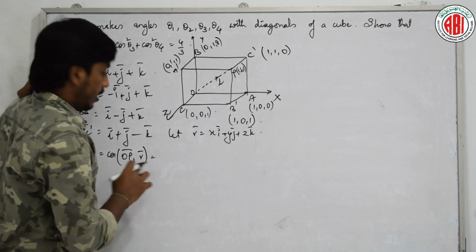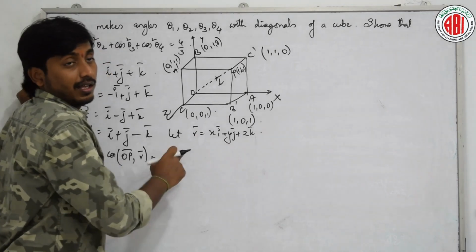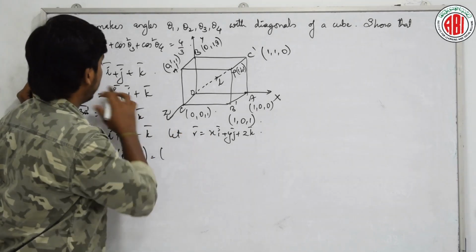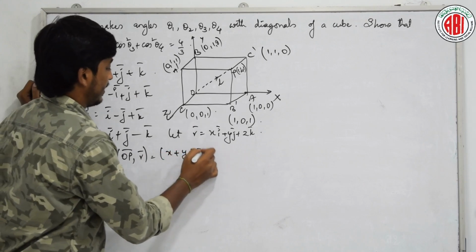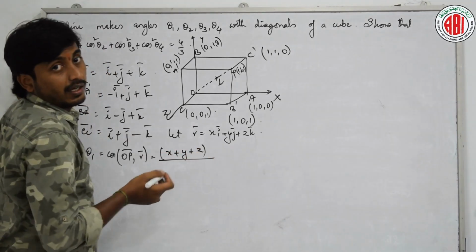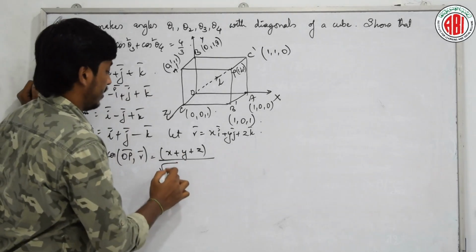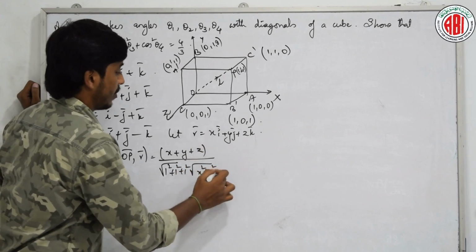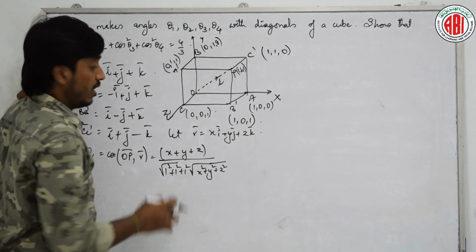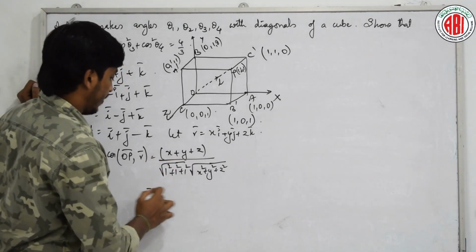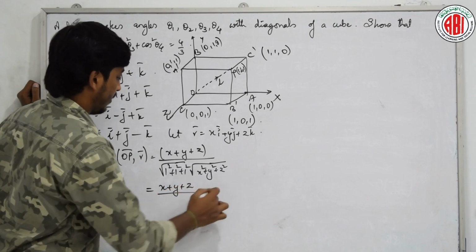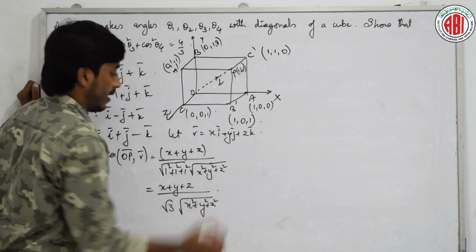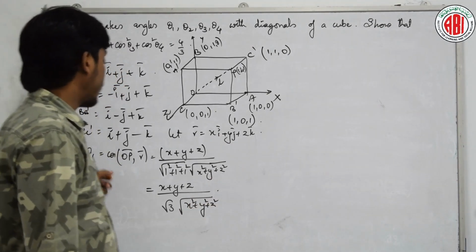What is the formula of cos theta? A dot B by mod A mod B. Now this dot this, that is x into 1, which is x, plus y plus z, divided by the modulus of this, 1 plus 1 plus 1, that is 1 square plus 1 square plus 1 square, into here it is x square plus y square plus z square. Modulus of this into modulus of this, that will be x plus y plus z divided by root 3 into root of x square plus y square plus z square. This is cos theta 1.